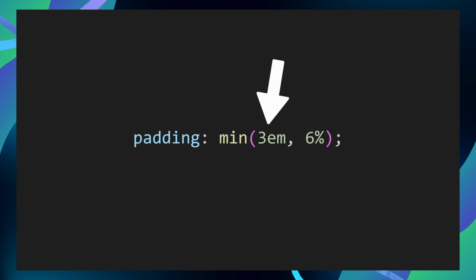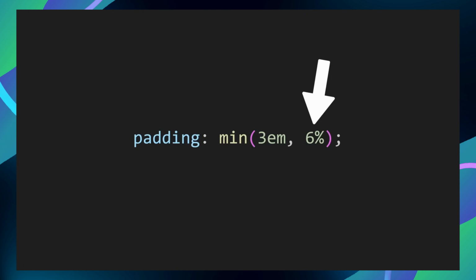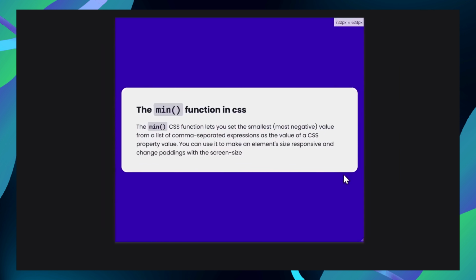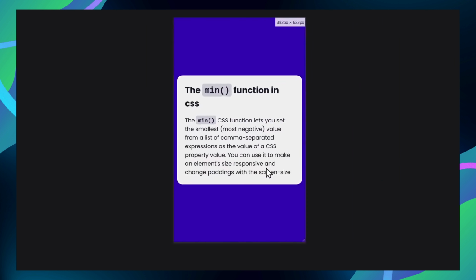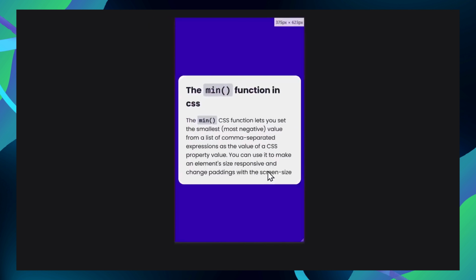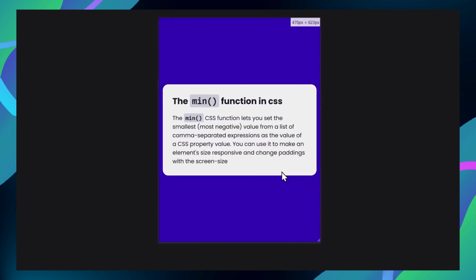You can have a big padding on a desktop screen that shrinks down on a mobile screen. Just combine different units, and this function will always return the smaller one. So the power of this function is when we combine different CSS units, a flexible one and a fixed one.